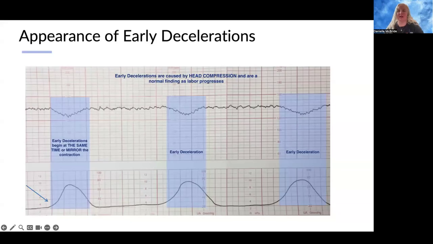Hello, I'm Professor McBride, and I am a labor and delivery nurse and a maternal newborn instructor. We are going to review the appearance of early decelerations in fetal monitoring.